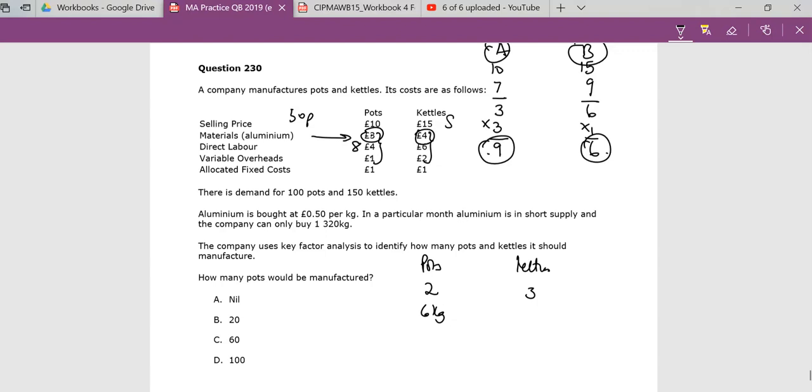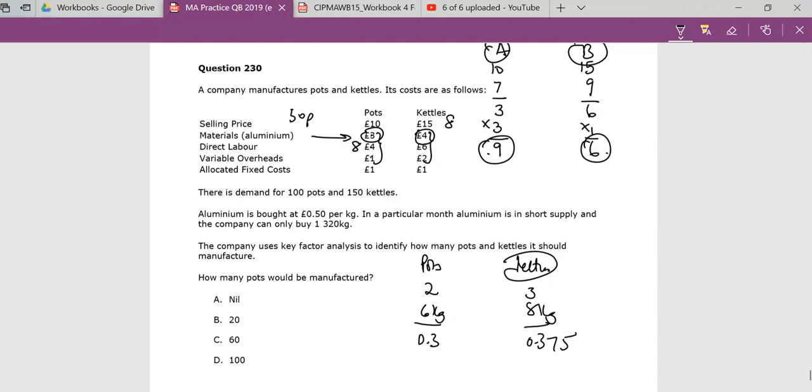If it's 4 pounds, it means you're using 8 kilograms. So I want to see the contribution per kilogram in terms of ranking, because the issue here is who's giving me the best return per kilogram of aluminium. I have 2 divided by 6, which is a third, so 0.3, and here I have 3 divided by 8, which is 0.375. So making kettles gives me a much better return on the use of aluminium.